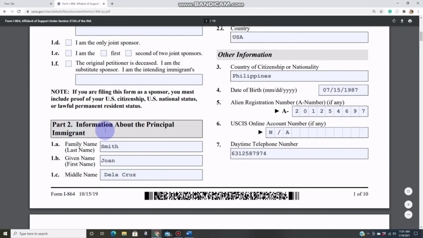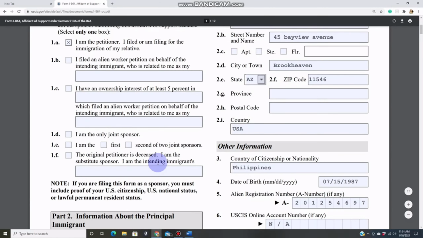In Part 2, Information About the Principal Immigrant. In this part, you are going to write down your name, not your K2's name. So this is my last name, this is my first name, and this is my middle name.